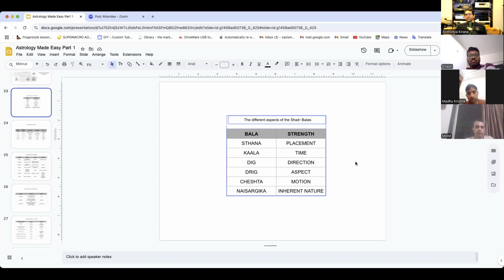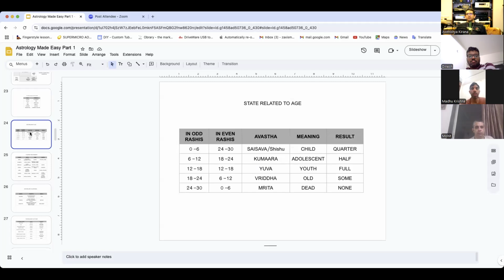Each one of these has its own bifurcations, except for Naisargika Bala. Rest everything has more divisions. So they give all that and then you come back to the number. You can understand that when we go to it, but that is not necessary for beginners. Then comes Avastha. In Avastha, there are 3 or 4 categories.